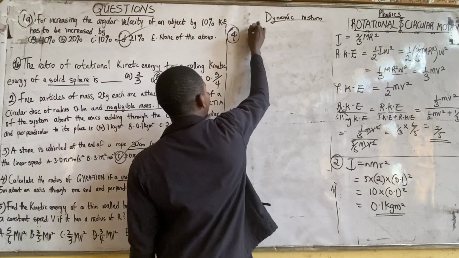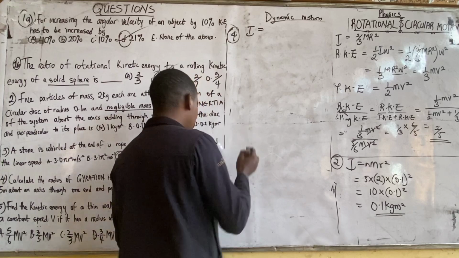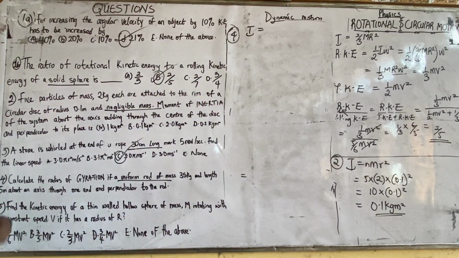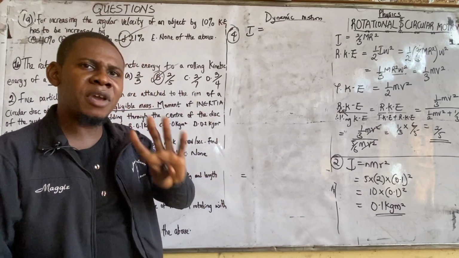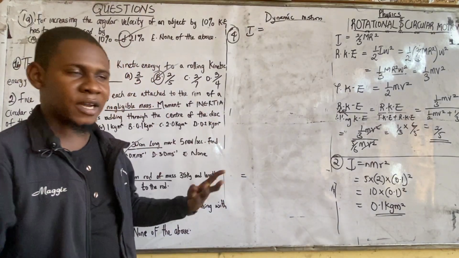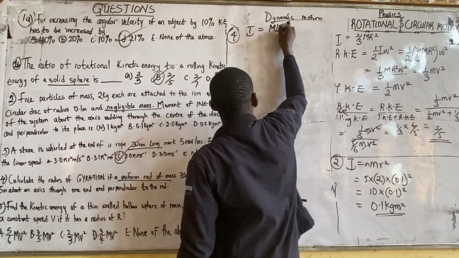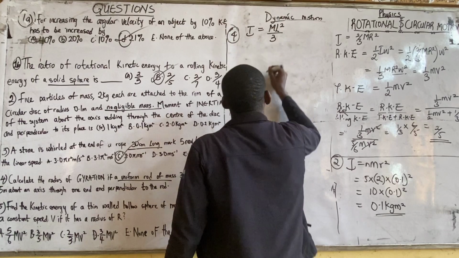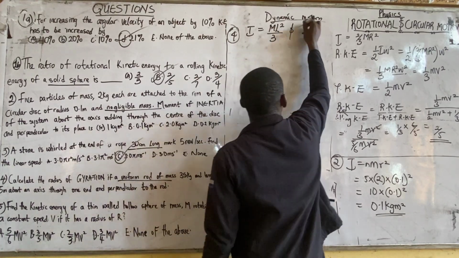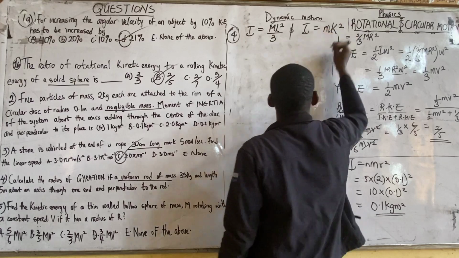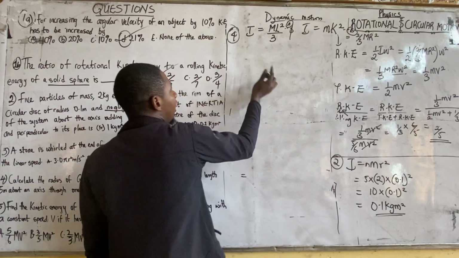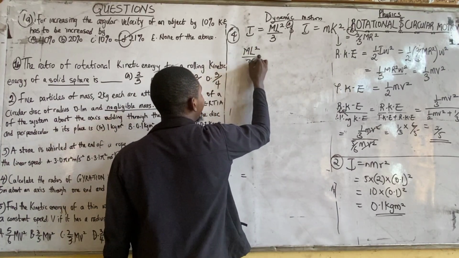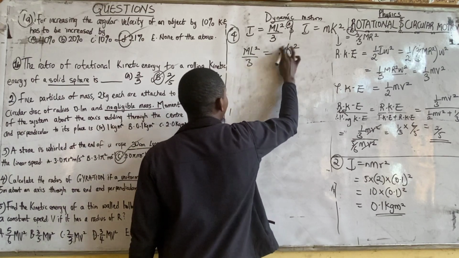One thing you should remember is that the moment of inertia of a uniform rod, if it passes through the center, is 1 over 12 ml squared. But when it passes through the edge, not the center, it is going to be ml squared over 3. And also, moment of inertia generally is mk squared. So if I call this equation A and this equation B, I can equate A to B. That gives ml squared over 3 equals mk squared.